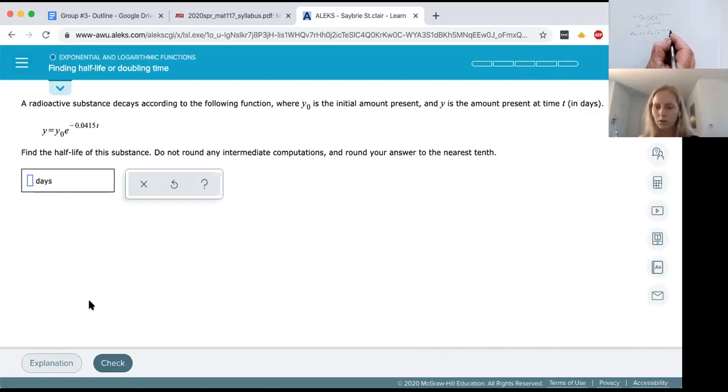Nice. Just be like, hey, can you log my quiz? And then that gives me just this to solve for. So I have 0.5 equals negative 0.0415 t divide by.